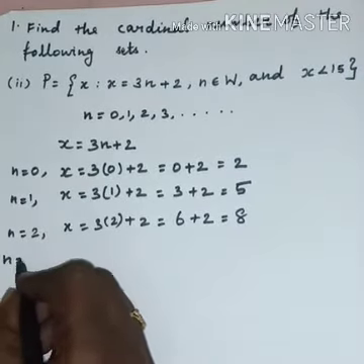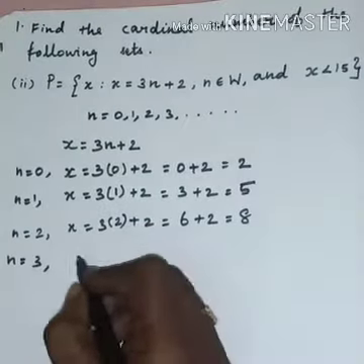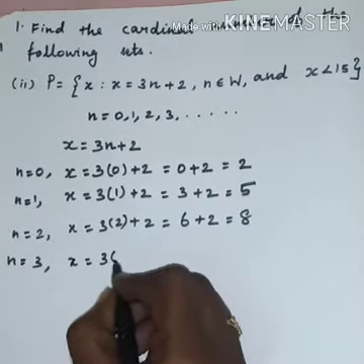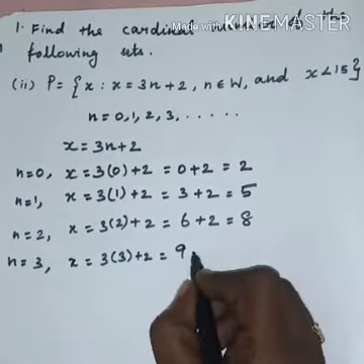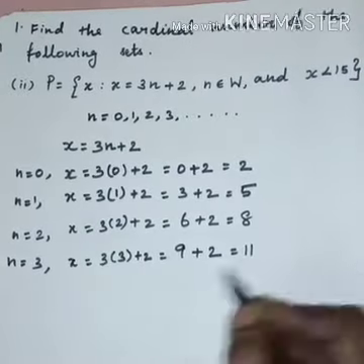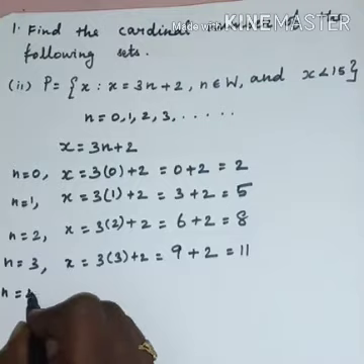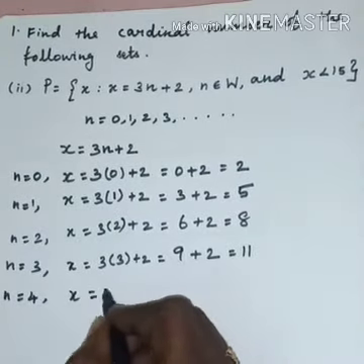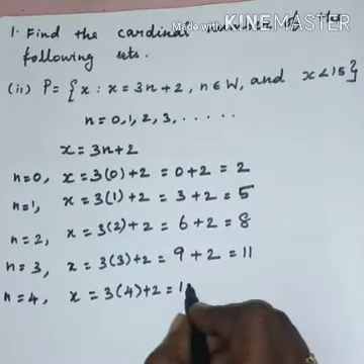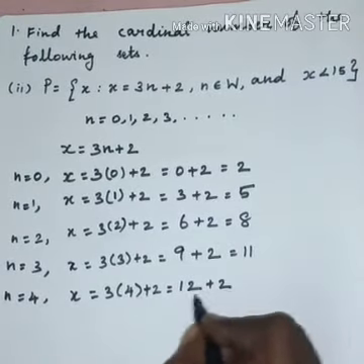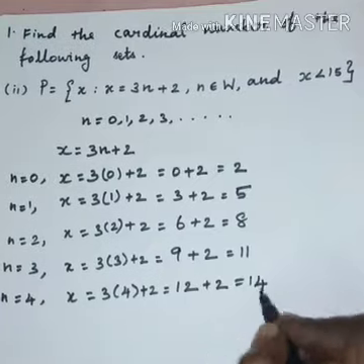And then the fourth value, n is equal to 3. So x is equal to 3 into 3 plus 2, which is 9 plus 2, equal to 11. And then the next value is 4. x is equal to 3 into 4 plus 2. 3 fours are 12, plus 2, 12 plus 2 is 14.